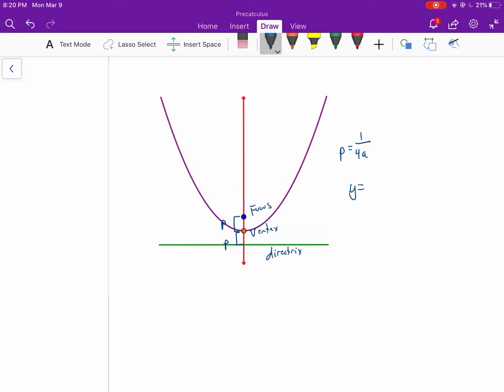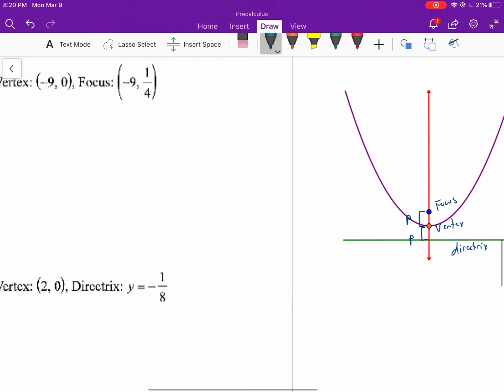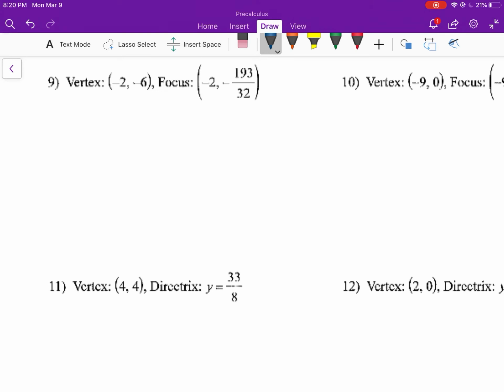And we do know that p is equal to 1 over 4a, where a is in the equation y equals a(x plus h) squared plus k, where h helps us find the center. It's the opposite of h, and then k tells us to go up or down k units. But this a here is 1 over 4p, and p is the distance from the focus to the vertex, and it's also the distance from the vertex to the directrix.